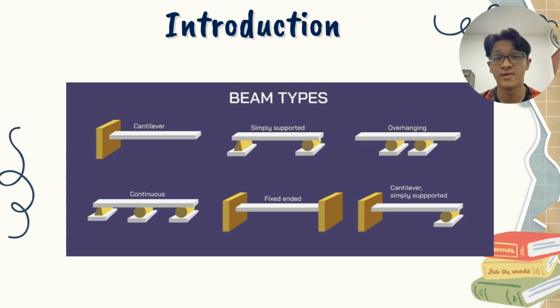Beams can be classified based on their length, material, cross-sectional, and shape. There are several types of beam, which are cantilever beam, simply supported beam, overhanging beam, continuous beam, fixed end beam, and a combination of cantilever and a simply supported beam.